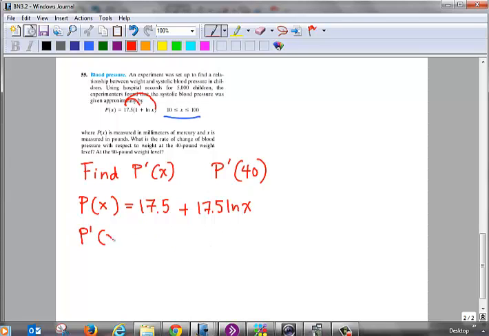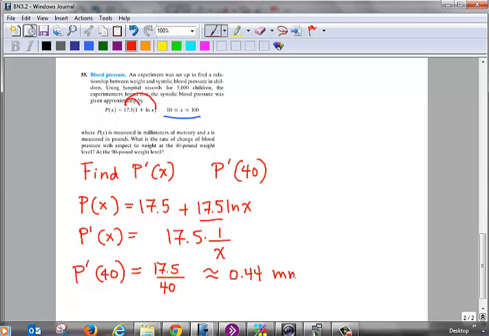My P prime of x will be the derivative of 17.5, which is 0, plus, I'll drag my coefficient along, 17.5 multiplied by the derivative of the natural log of x, so times 1 over x. So P prime of 40 would be the answer to the question, what is the rate of change of blood pressure at a weight level of 40 pounds? So that's just going to be 17.5 over 40, which is about 0.44 millimeters per pound.